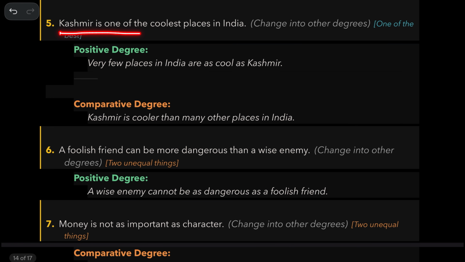Kashmir is one of the coolest places in India. Change into other degrees. It belongs to the second pattern, one of the best. Positive degree. Very few places in India are as cool as Kashmir. Kashmir is cooler than many other places in India.